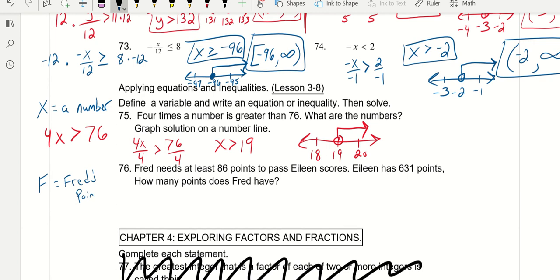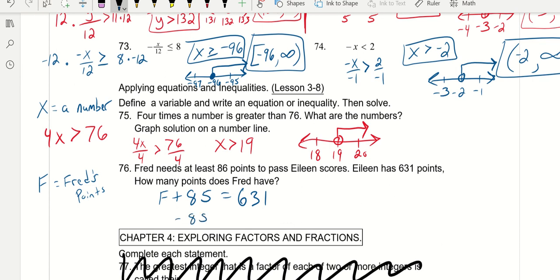Fred's points plus 86, but we're going to make it 85 because 86 passes her. 85 will tie her, equals 631. Again, the reason we didn't add 86 was if we added 86, he would be more than Eileen. So we could have done F plus 86 equals 632, or F plus 85 equals 631. You end up with the same answer either way.